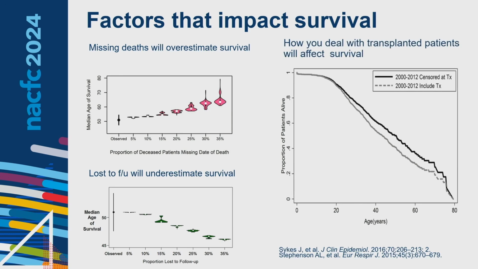And depending on how you treat transplants, you also will affect survival. So this is a Kaplan-Meier curve showing the dark line, which is basically censoring at the time of transplant. So we're calculating survival, but once someone has a transplant, we don't look beyond that point. So we're ignoring all those deaths after transplant. And the light gray line is including patients with transplant. So again, in these reports, it's not always clear: are transplanted patients included, like the post-transplant deaths, or are they excluded?